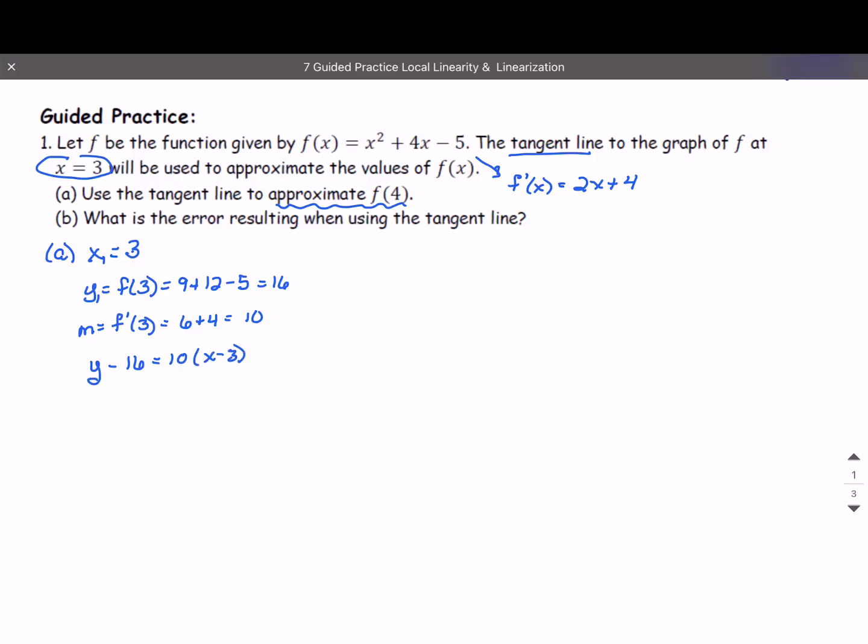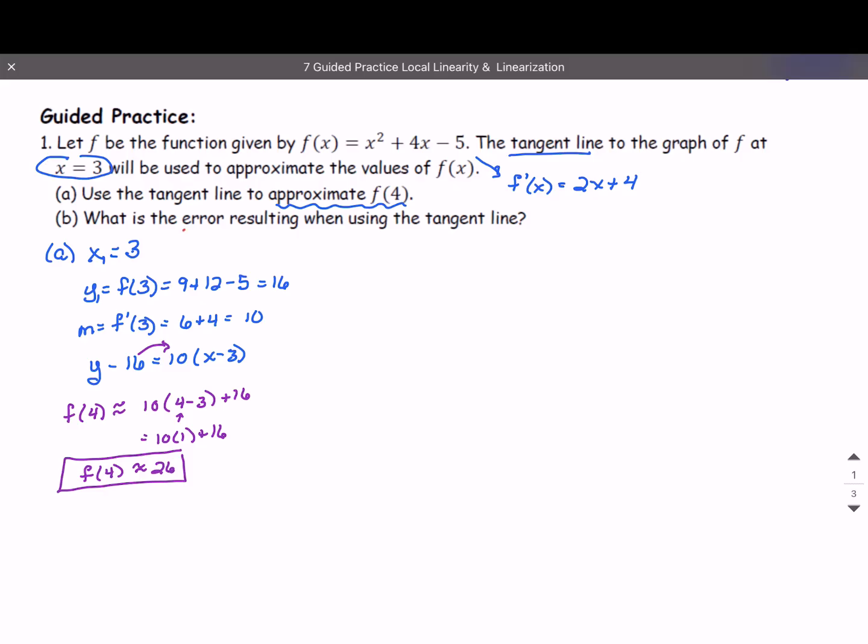Now, if we want to approximate the function value for 4 and find f of 4, that's going to be approximately 10 times 4 minus 3. Notice I'm substituting the 4 in for x, but I also have to add the 16 because the 16 has to come to the other side, okay? So if we do this arithmetic, we've got 10 times 1 plus 16. That means that our f of 4 is approximately 26. So far, so good.